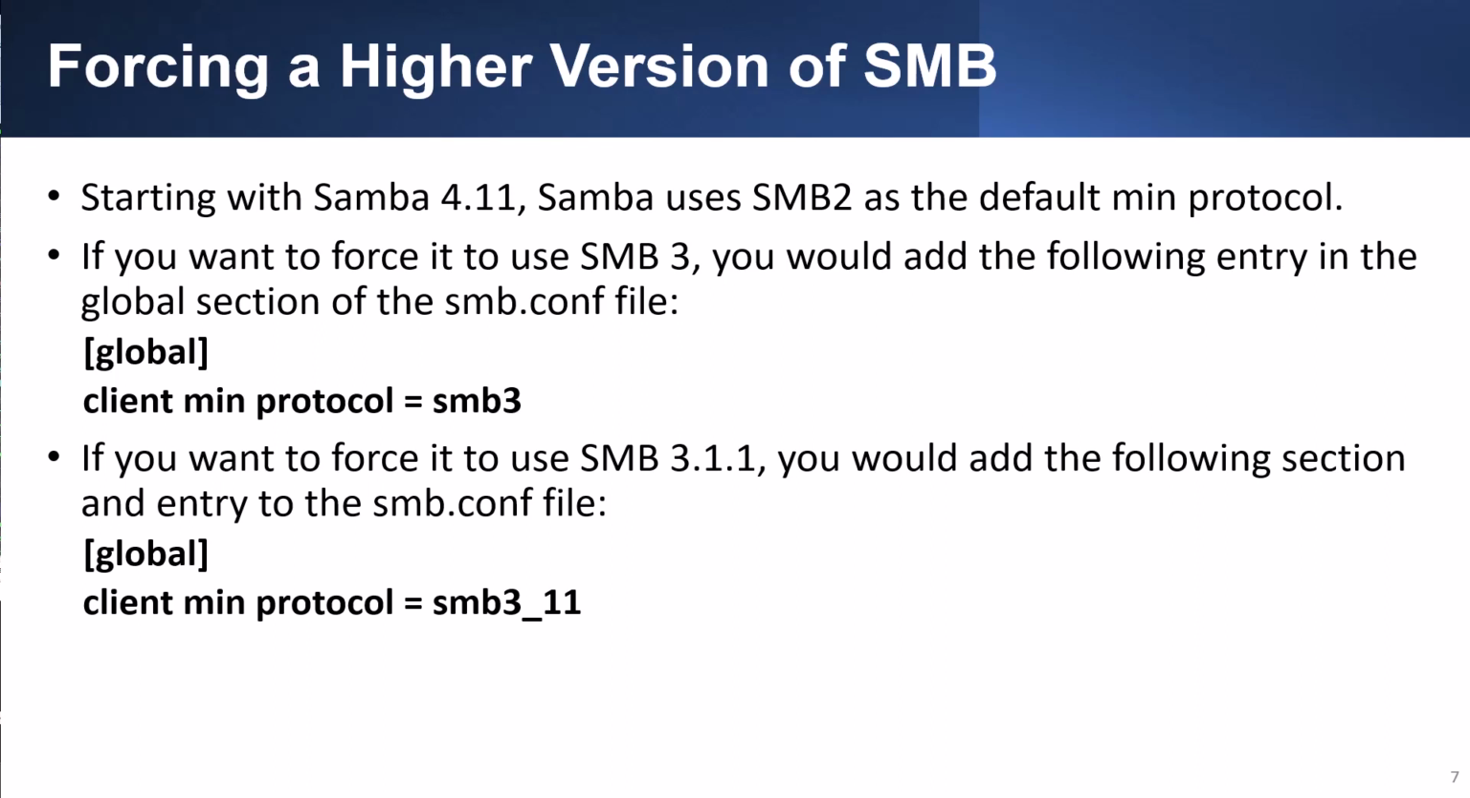Starting with Samba 4.11, Samba uses SMB2 as the default minimum protocol. If you want to force it to use SMB3, you would add the following entry to the global section of the smb.conf file. client min protocol = SMB3. The global section is designated with an open and closed bracket. If you want to force it to use SMB 3.1.1, you would add client min protocol = SMB3_11.